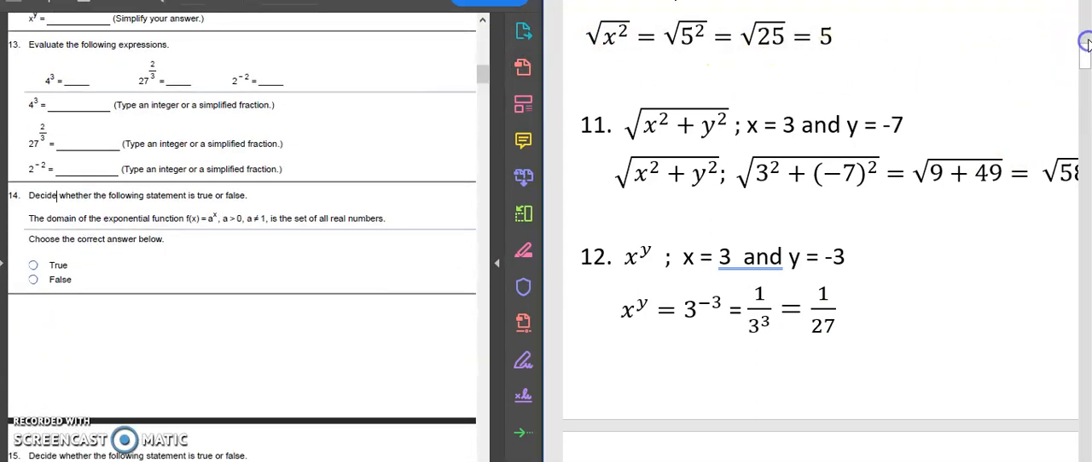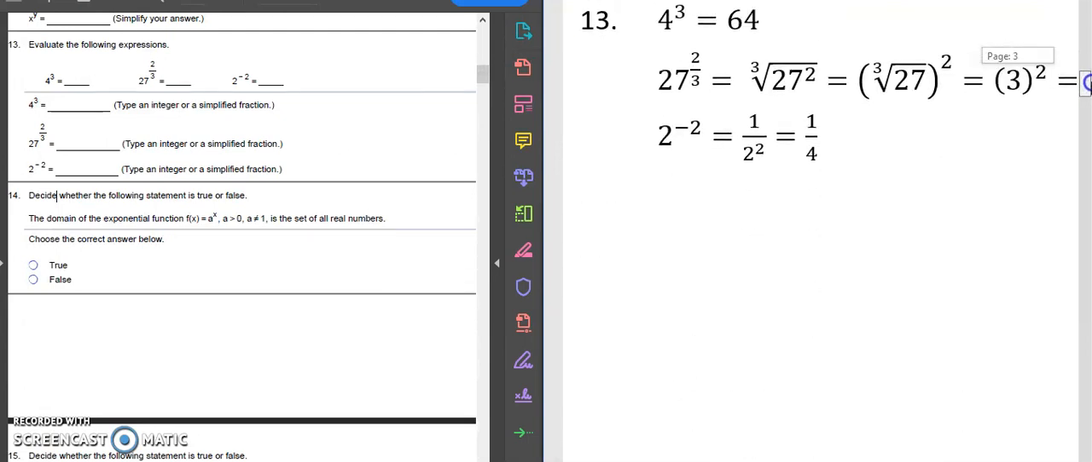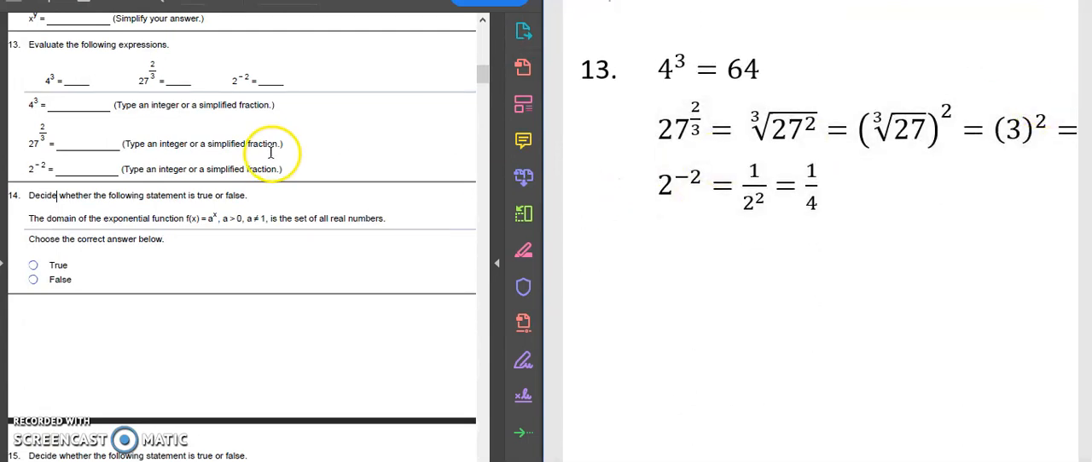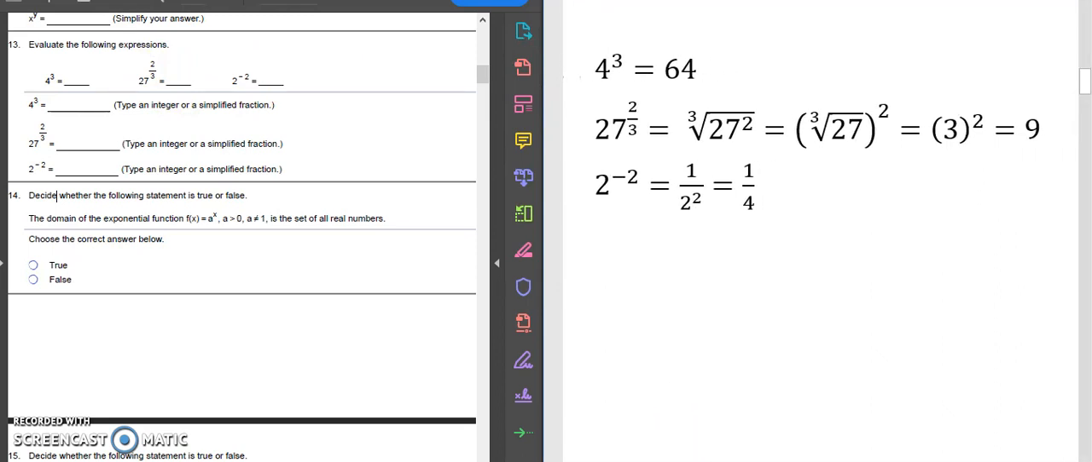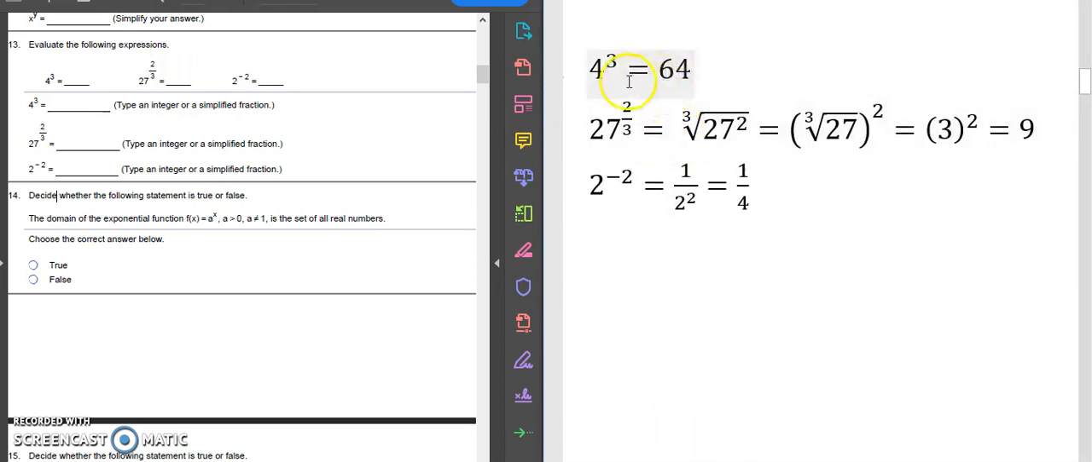Number 13 says 4 raised to the 3rd power. We also have 27 raised to the 2/3 power, and we have 2 raised to the -2nd power. So let's look at it. 4 raised to the 3rd power is simple enough. We get 64, and that is the final answer for that one.